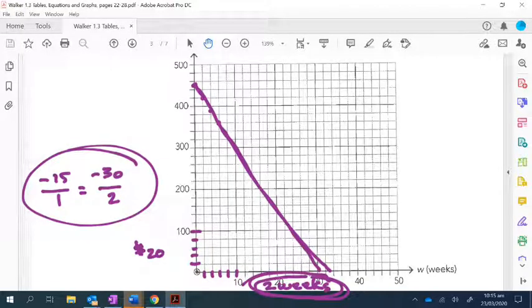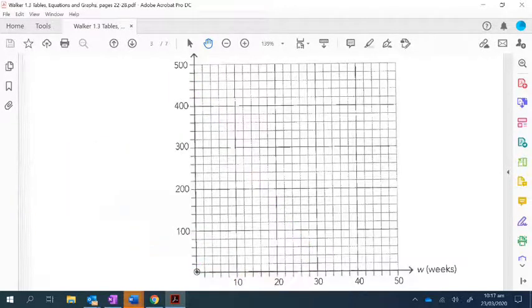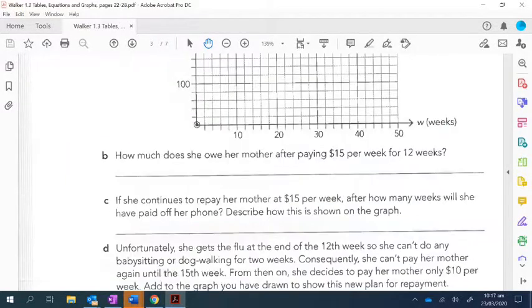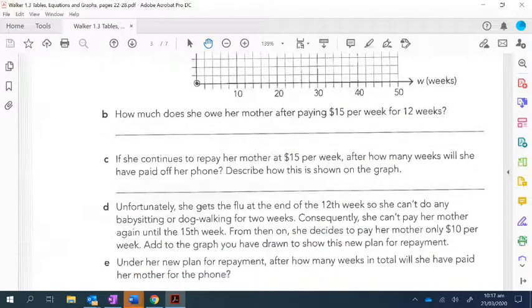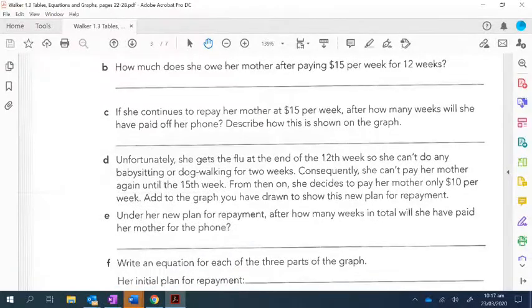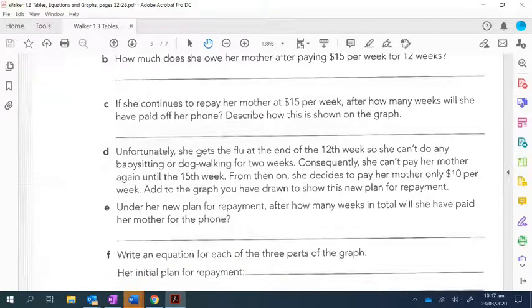There we go. Now, if she continues to pay her, how many weeks will she have paid off the phone? It'll take 30 weeks if you used a ruler. If you just kept counting all the way down, you'd get to 30 weeks. Unfortunately, she got the flu at the end of the 12th week, so she can't do any babysitting or dog walking for 2 weeks. Consequently, she can't pay her mother again till the 15th week.